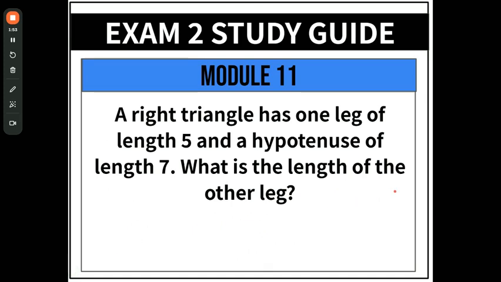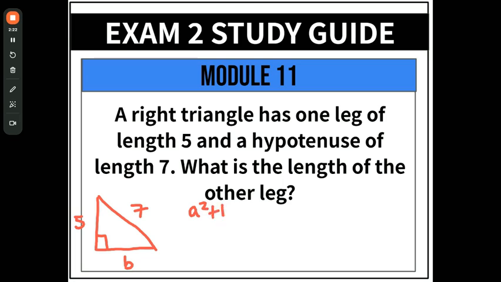A right triangle has one leg length of 5 and a hypotenuse length of 7. What is the length of the other leg? So I've got a right triangle here, and one length is 5, and the hypotenuse, which is the longest one, is going to be 7. That's always going to be the side that is across from the 90-degree angle. And we want to know what b is. So let's use our formula again.